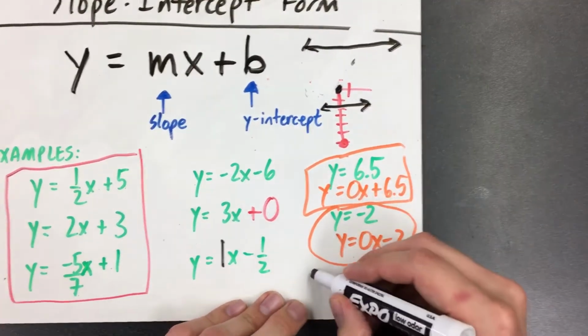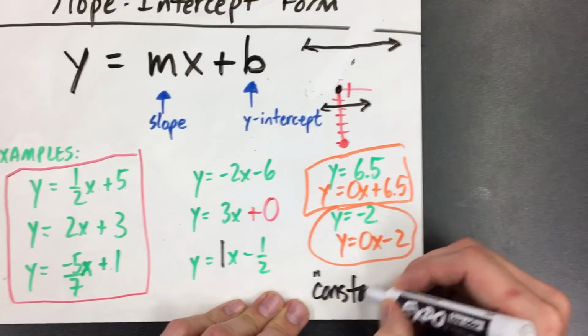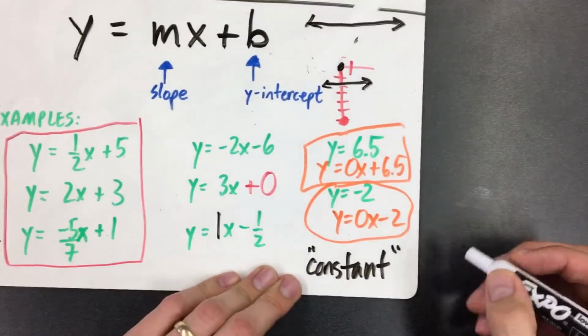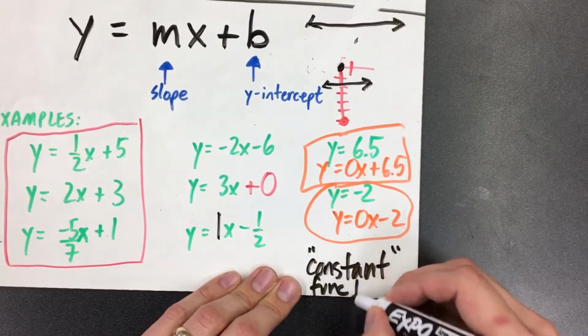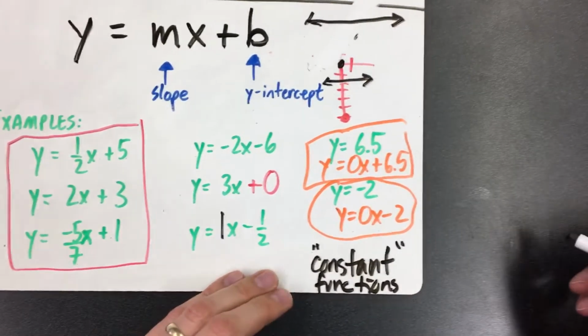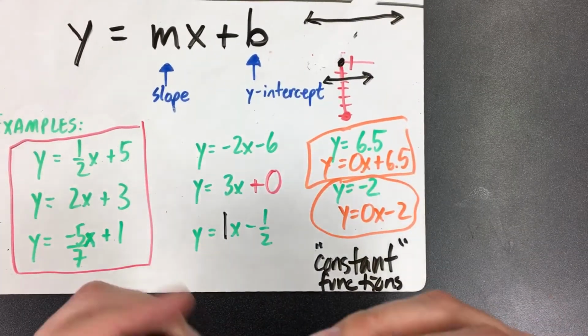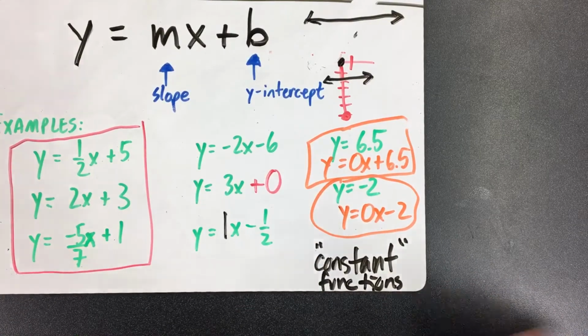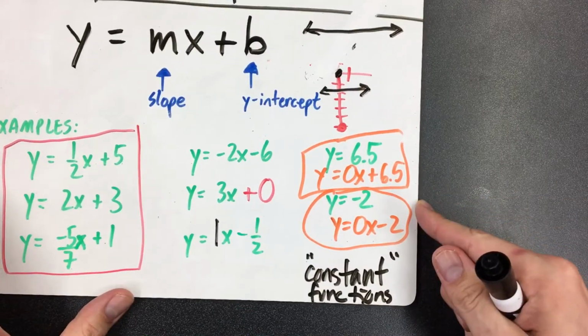Our book calls these constant functions because it's a horizontal line. Now, I've honestly never really seen that anywhere else. I can't remember ever seeing it on a test. But if you do happen to see it on a question, what is a constant function?